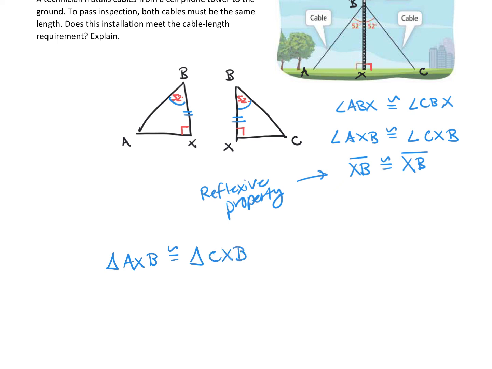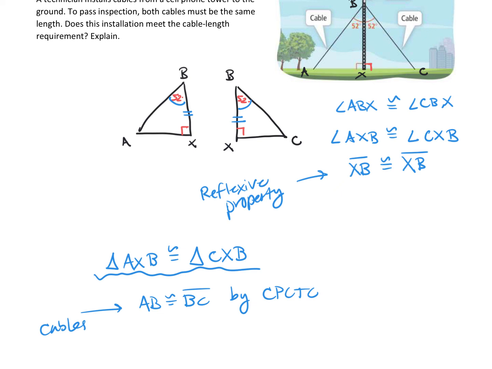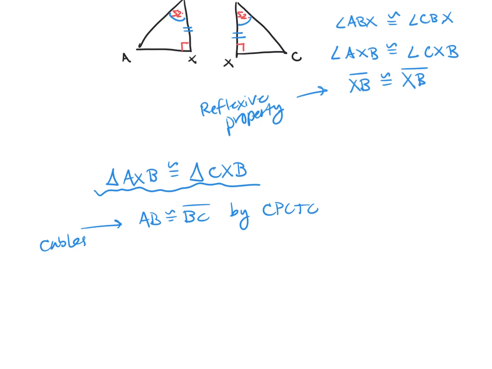Now that's not what they were asking, but once you have congruent triangles, this tells us that all the corresponding parts are congruent. So now I know that AB is congruent to BC. Those are the cables. Those are congruent because of CPCTC. Corresponding parts of congruent triangles are congruent. So if they're congruent, that means that they have the same measure. So do the cable lengths meet the inspection requirement? And the inspection requirement was that they were the same length. So yes, the cables meet the inspection requirement.